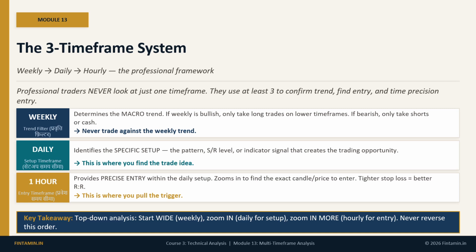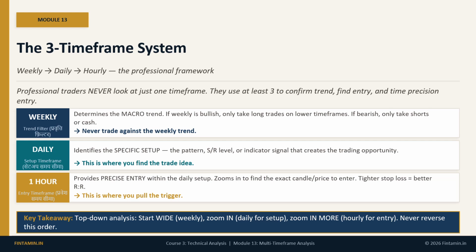Daily chart, the setup identification layer. This is where you find the pattern, the indicator signal, and the key level. The specific trade idea lives on the daily chart. 1 hour chart, the entry precision layer. Once you have identified the setup on the daily, zoom into the 1 hour chart to find the exact candle and price to enter. Tighter entry means a tighter stop loss, which means a better risk to reward ratio.